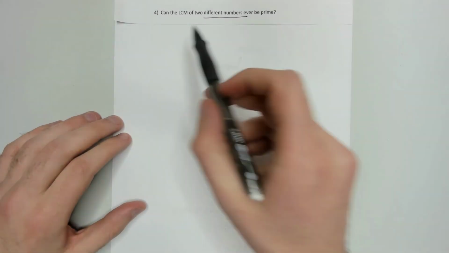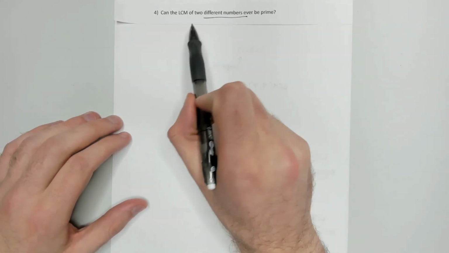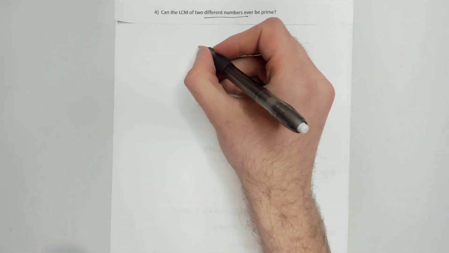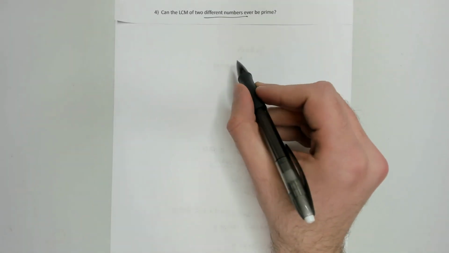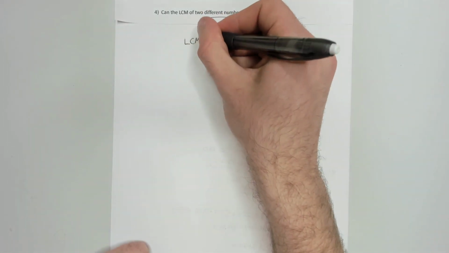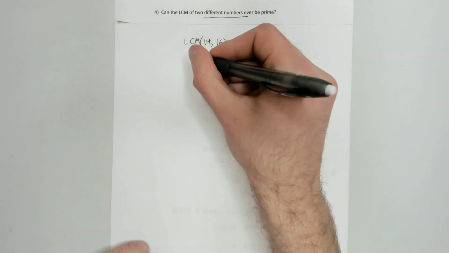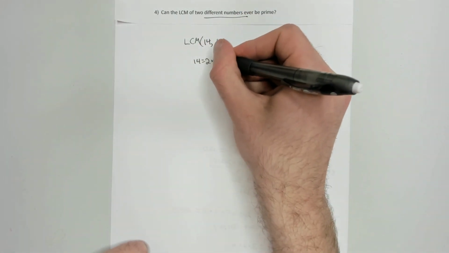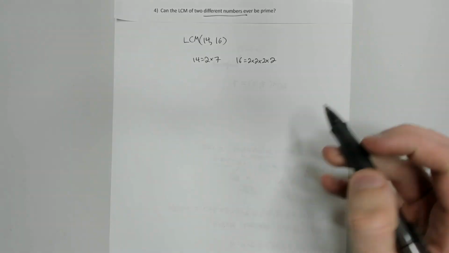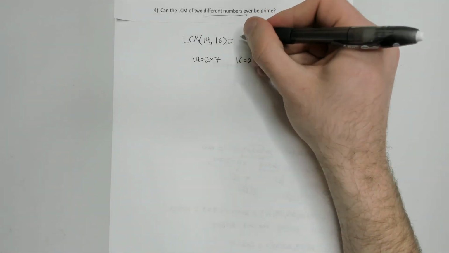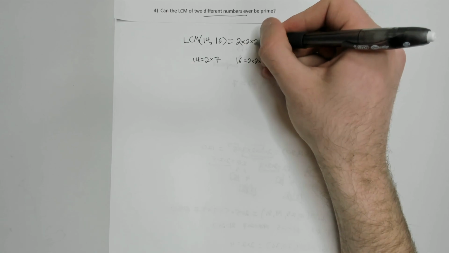So, can the lowest common multiple of two different numbers ever be prime? Okay, so how is the lowest common multiple produced? It's produced by basically taking the prime factors of these two different numbers and then multiplying them together, right? So for example, the lowest common multiple of 14 and 16, what we would do is we take their prime factors, and then we just go ahead and make sure that they're all covered, right?